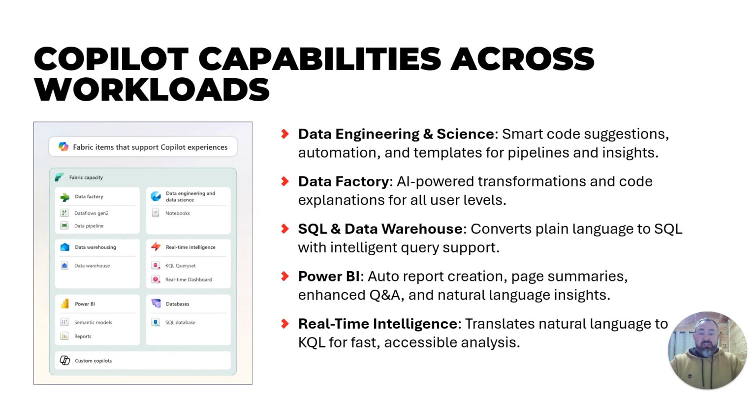And of course, with everything, we've got Copilot, so across all of those workloads. With the data engineering and data science, we've got code suggestions, automation, and templates for pipelines and insights. Data Factory, we've got AI-powered transformations and code explanations for all user levels. SQL and data warehouse, we can convert that plain language into SQL for intelligent query support. Power BI, auto report creation, page summaries, enhanced Q&A, and natural language insights. And Real-Time Intelligence, where we can translate natural language into KQL.